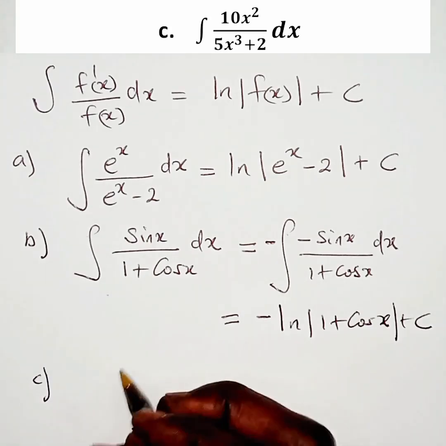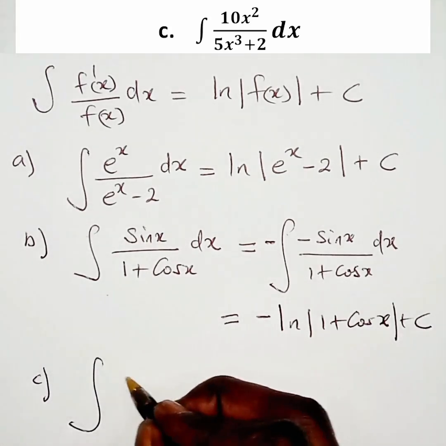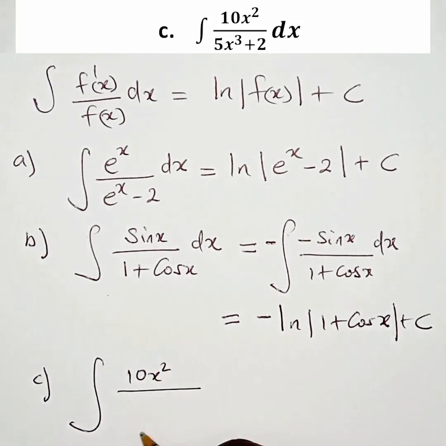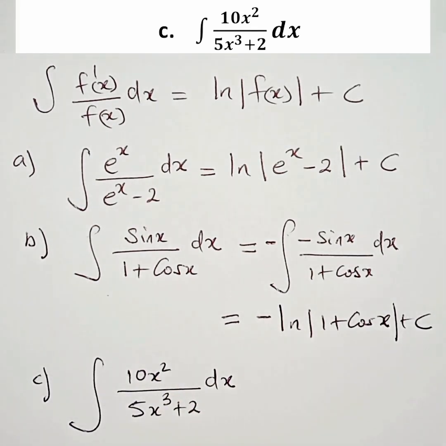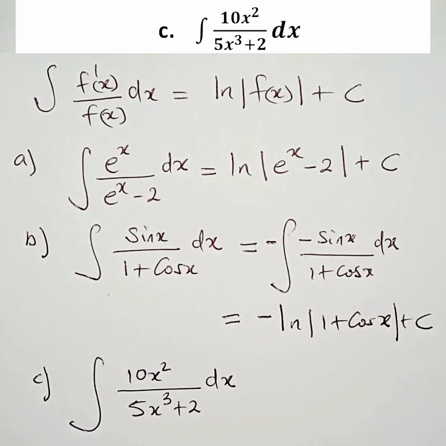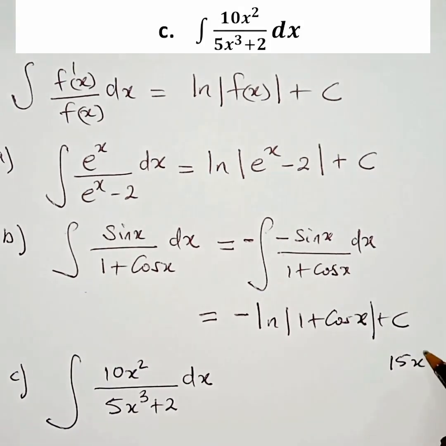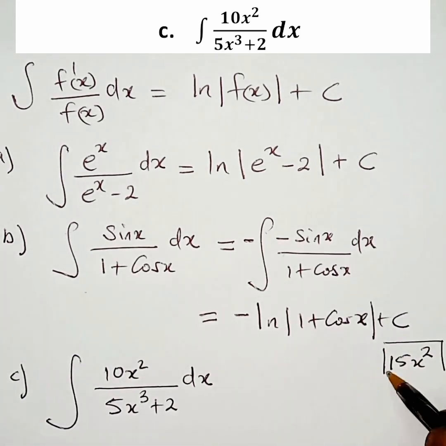Okay. Now on C, we are integrating 10x squared divided by 5x to the power of 3 plus 2 dx. Again, we are not getting what we expected, because if you differentiate the denominator, you are not going to get the numerator. You differentiate the denominator, you are going to get 15x to the power 2. That's what you are going to get.